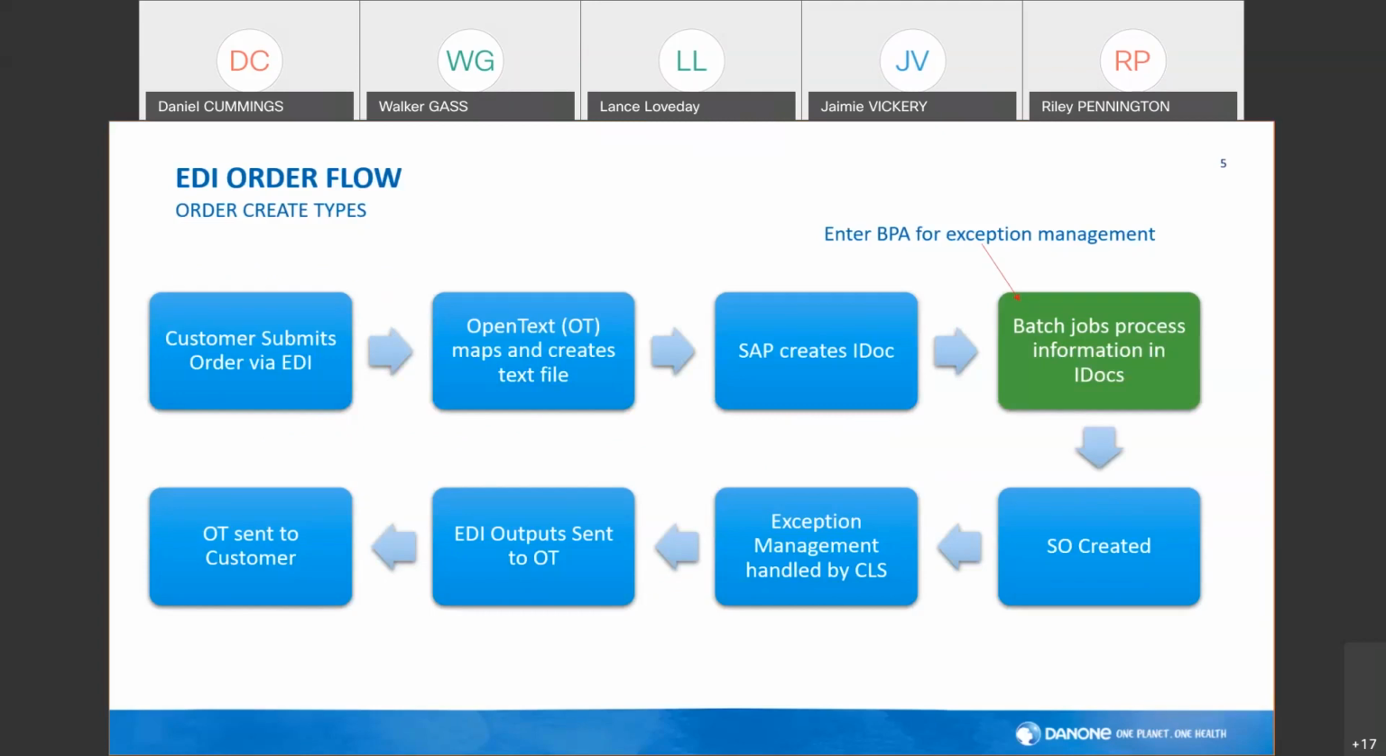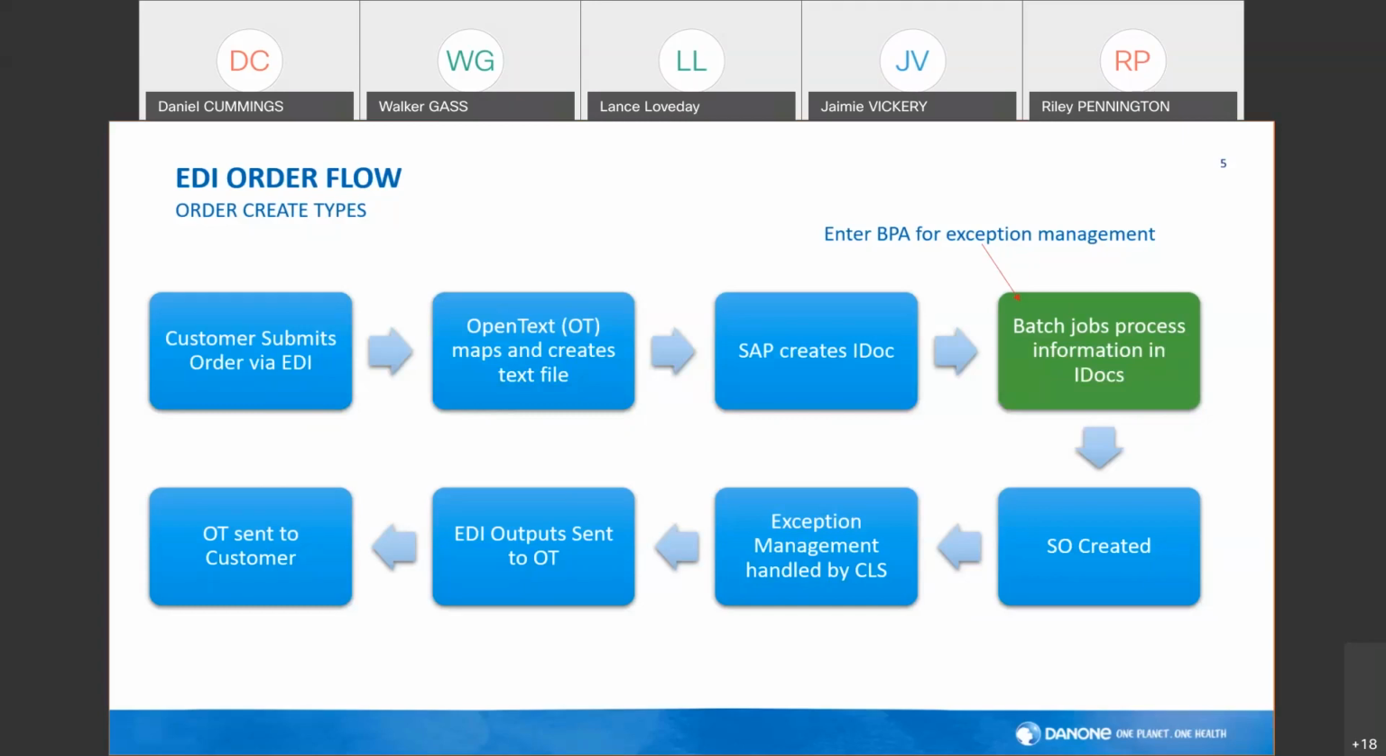Once that text file is created, then SAP creates an IDOC. And we'll go into a little more detail on what the IDOC represents. And then once the IDOC is created, there's a batch job that is continually running that's going to process those IDOCs and create the SOs. This is the part where Amy and I step in, or the BPAs, and this is where all of the exception management takes place. So when things aren't set up exactly as they should, the IDOC fails, and then we have to repair it.